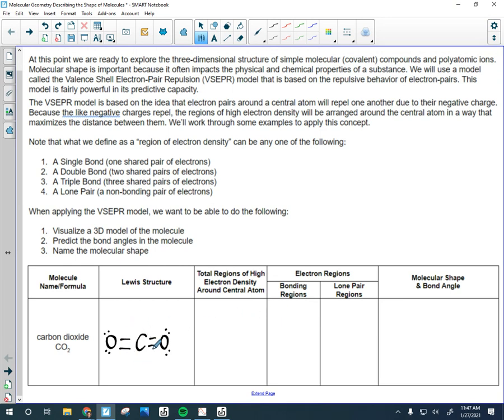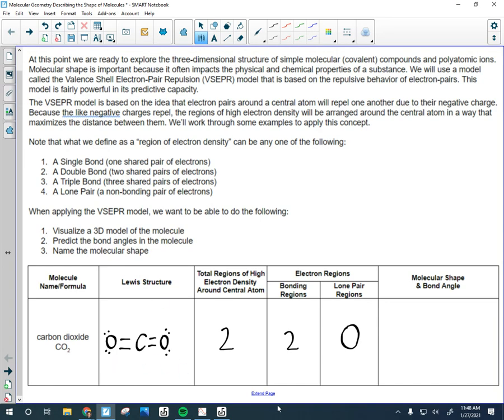So around the carbon, there are 2 regions of electron density, each bond. This would be a place where we would find electrons because they're shared electrons. And so we have 2 bonding regions and 0 lone pair regions. We do have lone pairs in the molecule, but none of them are on the central atom, so they don't impact the 3D shape. All right, so what we know about these regions here is that they are going to try to repel as far as they can from one another. And we want to show that with the models.